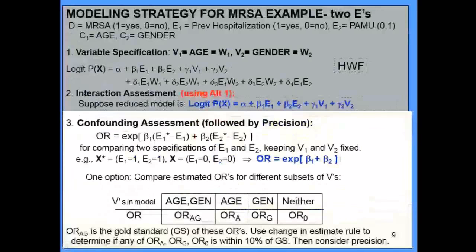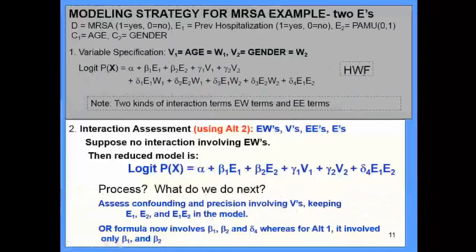So what do I do here? This is it, alternative 2. Assess confounding and precision. But now, you see, at this stage, if I want to assess confounding, I'm still asking the question, should I drop V1 and V2? Are they confounders? Do I need them in the model or not to control for them? But now I haven't done anything about this yet, and I'm not going to do anything about this until I ask the question about confounding. So this product term is going to stay in the model.